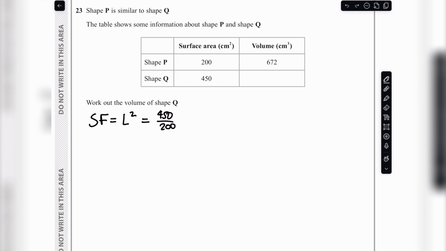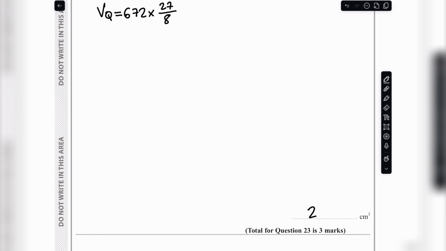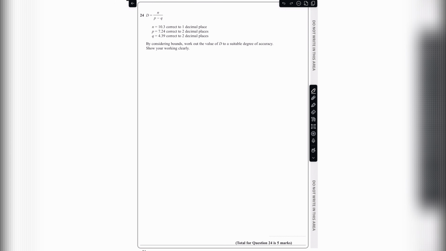So the scale factor in relation to the volume, which is L cubed, can simply be obtained by taking the square root of 450 over 200 and then cubing this value, and that simply gives us a value of 27 over 8. So the volume of Q can be obtained by multiplying 672 by 27 over 8, giving us 2,268 centimeters cubed.